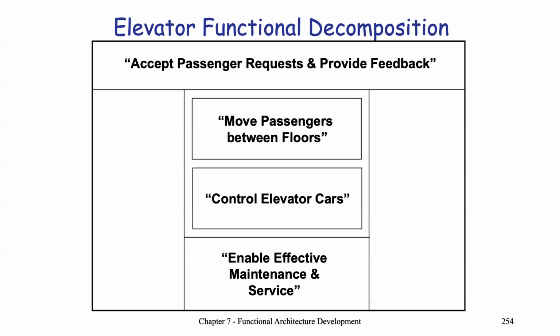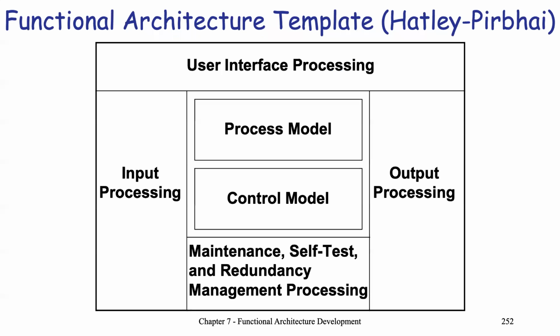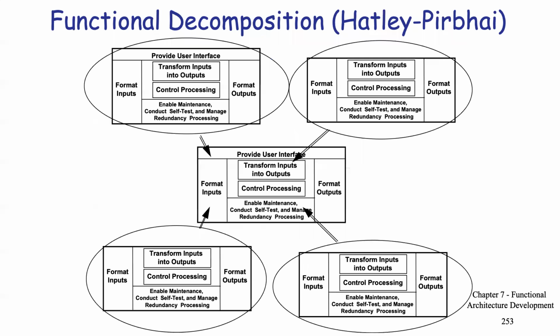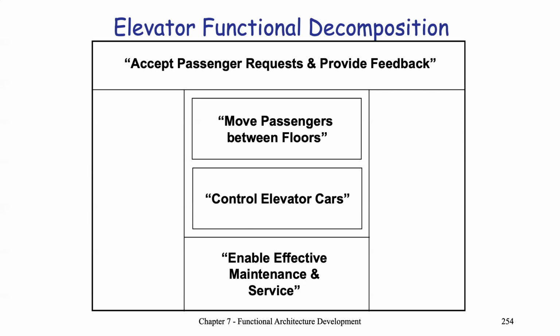with a functional decomposition. We have this elevator example that we keep coming back to. And so here would be a way that you could be talking about that it accepts passengers, requests and provides feedback. It has the ability to move passengers between floors and control the elevator cars, enable effective maintenance and services. And so these are all the things that would need to be captured using what we're showing in this template. We're seeing a specific example for an elevator.